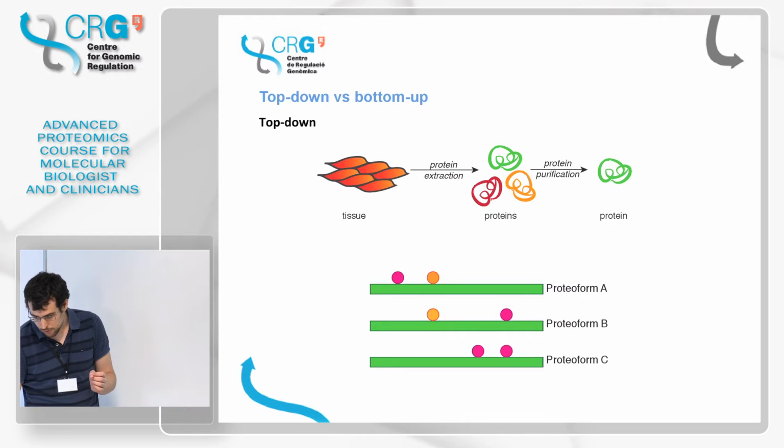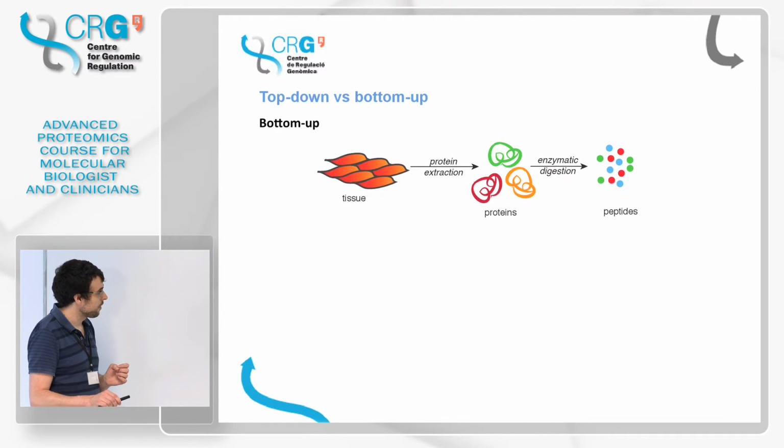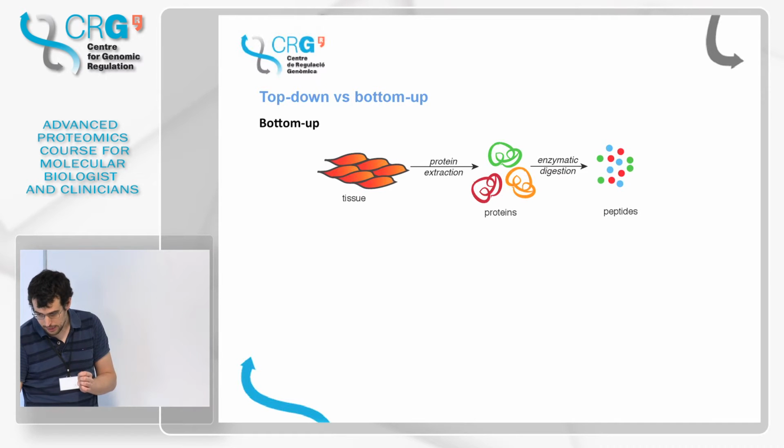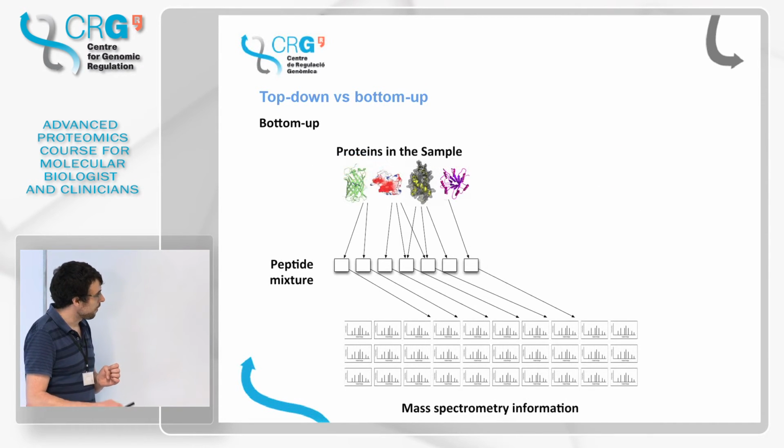In bottom-up proteomics, as I said, what we have is this same extract of proteins, and we digest and analyze these peptides. So here would be the same, but in a different way. We have a mix of proteins. We digest them into peptides. We analyze them in the mass spectrometer. We will see how we obtain all this mass spectrometry information later.